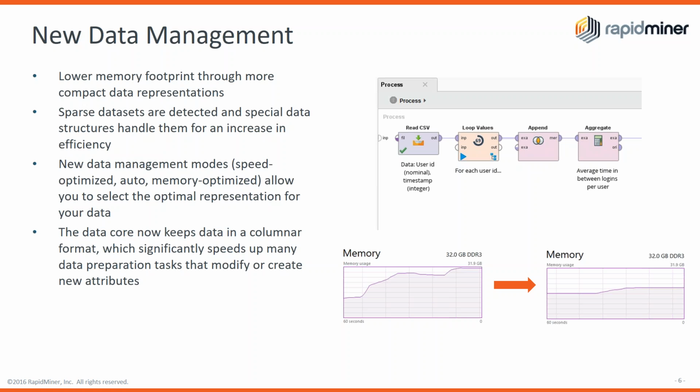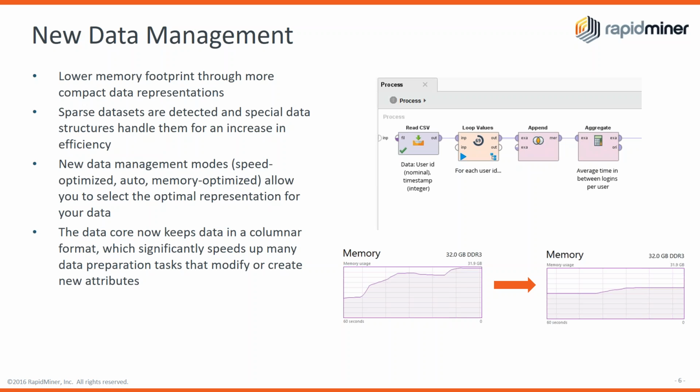Also, we now detect sparse data sets, and we have special structures to handle them. Sparse data sets are those which are mostly zeros everywhere, except for some values here and there. Those types of data sets usually appear when you have a pivoting, or, for example, in text analytics, when you have different word analysis, so different texts have different word sets and so on. So those also benefit a lot from this new data management.